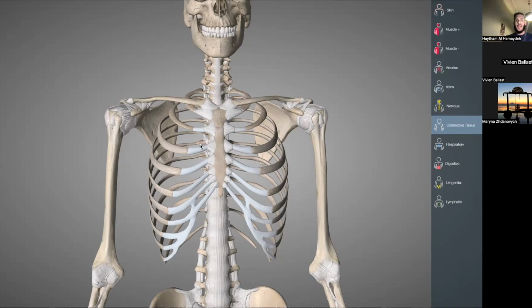The ribs are flat bones. When you start speaking about any bone in the structure of the human body, you have to start by describing what type of bone it is. So the ribs are flat bones. That's the first point about the ribs. They form a major part of the thoracic cage.